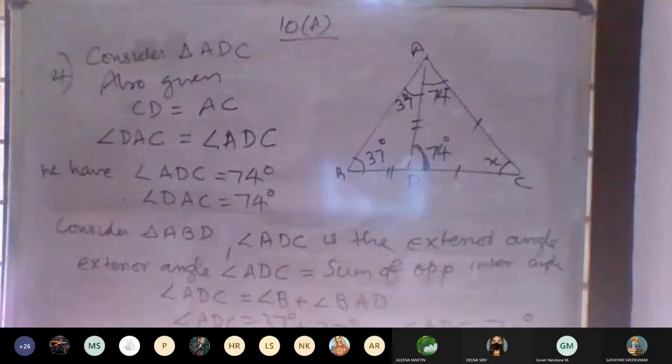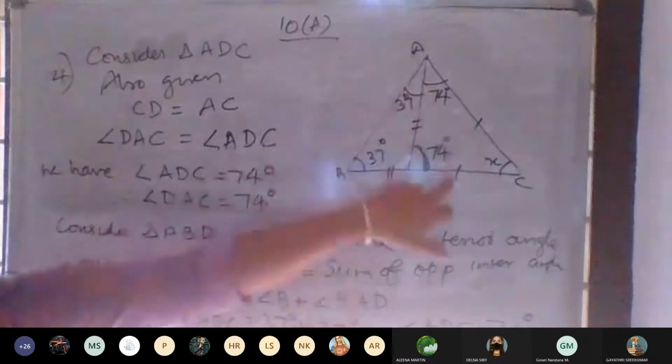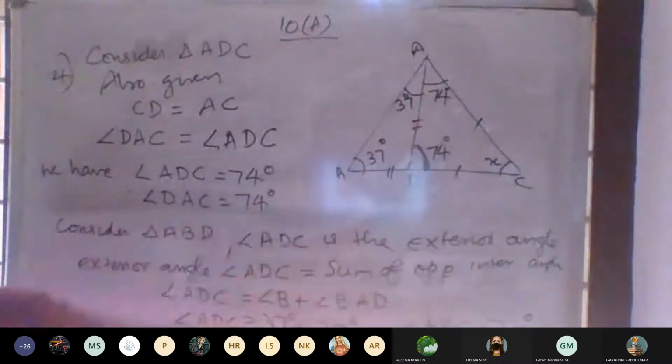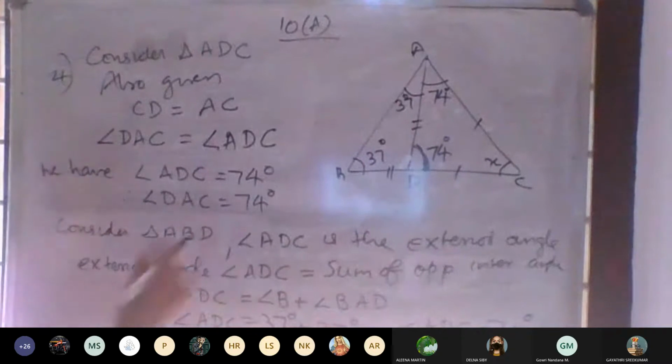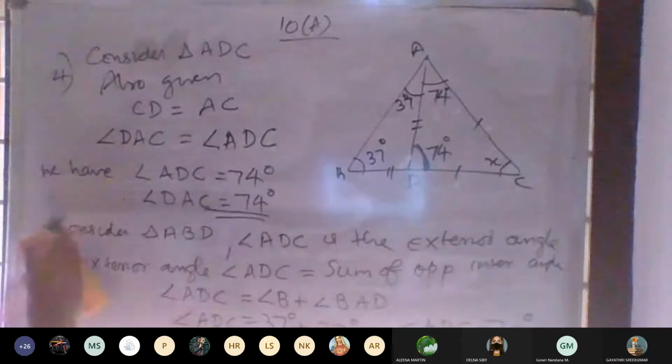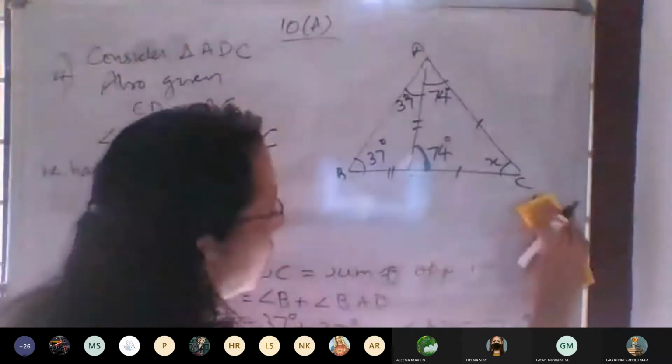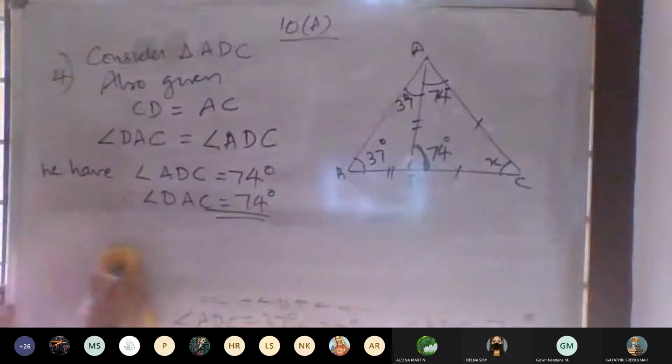So how can we find angle X? That is angle C, that is the X value. How can we find it? We consider the same triangle ADC, where the sum of angles of a triangle is 180 degrees. So is everyone done up to this? Yes, ma'am. Any doubt? Is it okay?